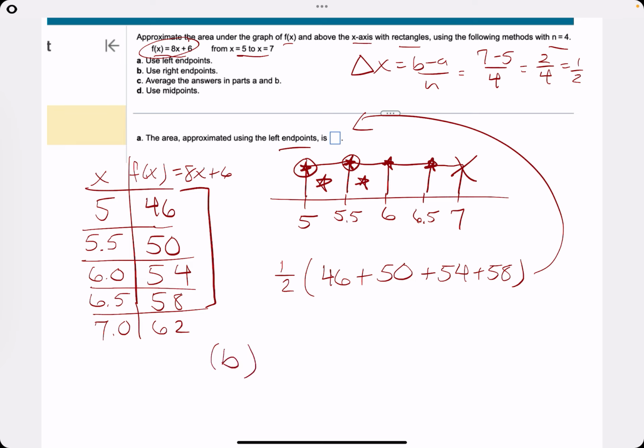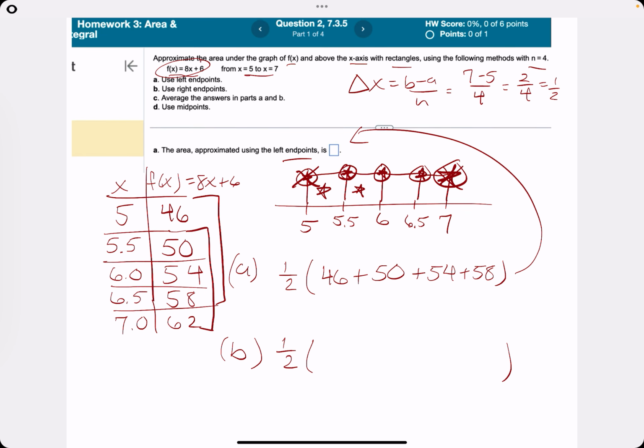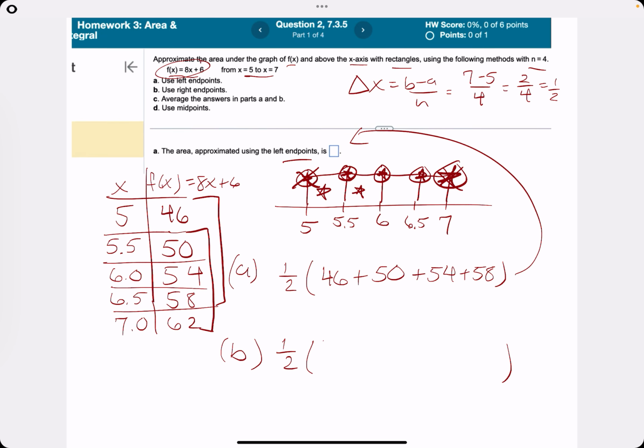But for part B, we'll do the same thing, except we will leave off the far left endpoint and actually use these 4 f values for a right sum. So the idea is we're using the right corners of each rectangle to approximate the height of each rectangle. So we will use the 50, the 54, 58, and 62.